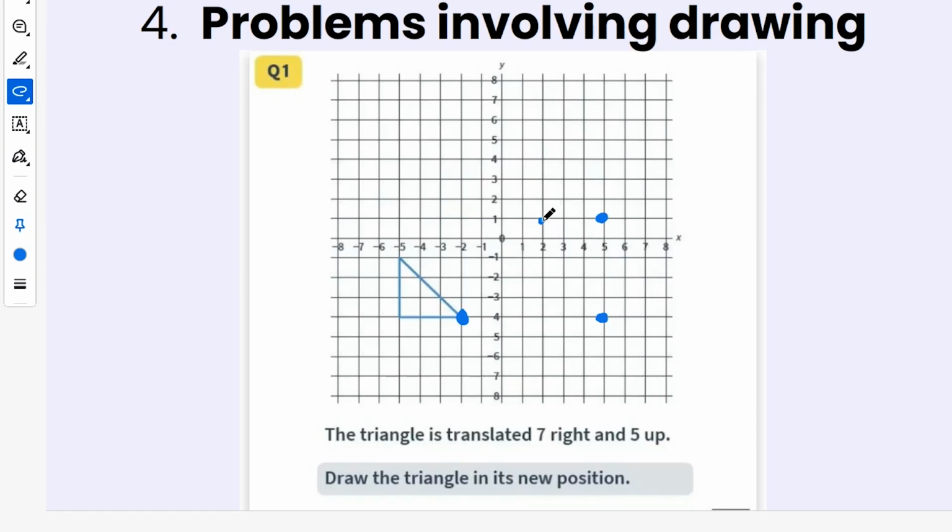1, 2, 3, and then 3 up, 1, 2, 3. And then with a ruler, obviously, I would draw my lines to show my translated shape. So that's a drawing reasoning problem.